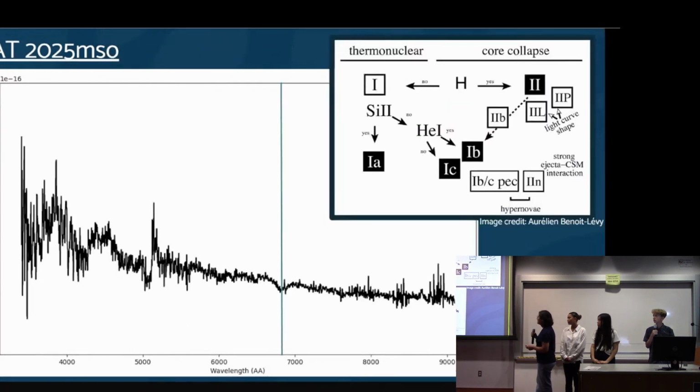The next one is actually a pretty clean graph we're seeing here. We're seeing no lines of hydrogen, but we are seeing silicon, which is really good, which again means it's a type 1A.